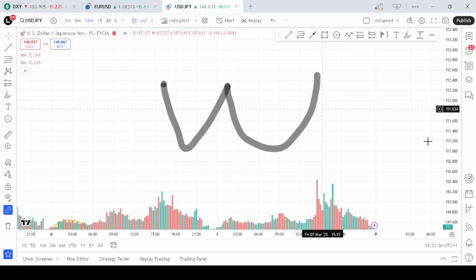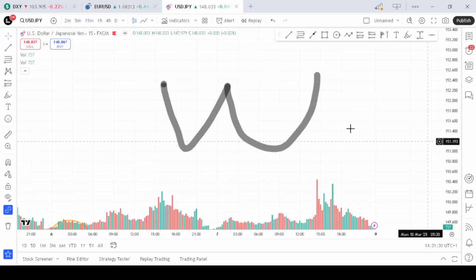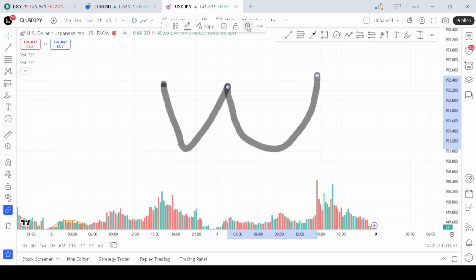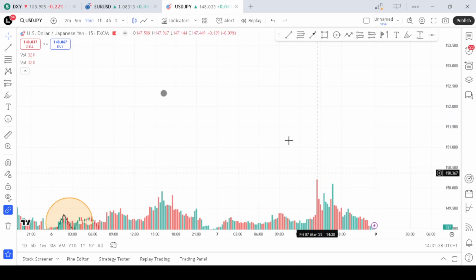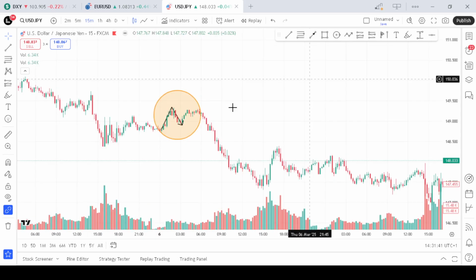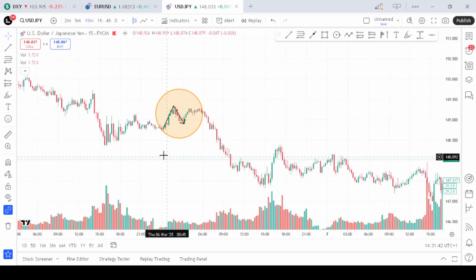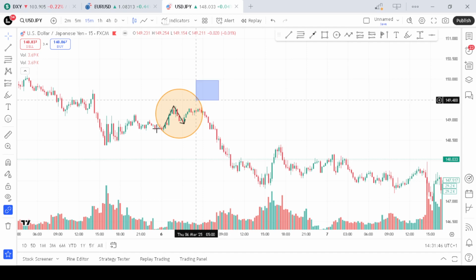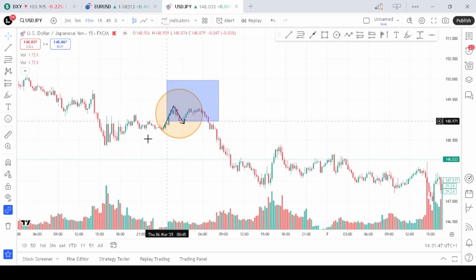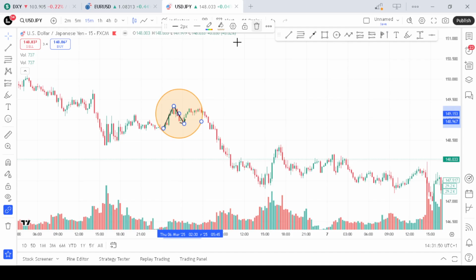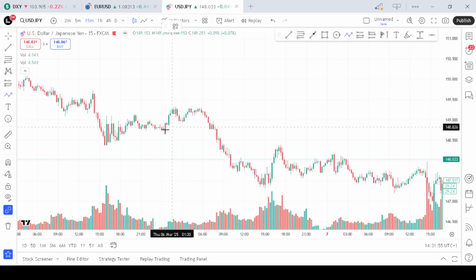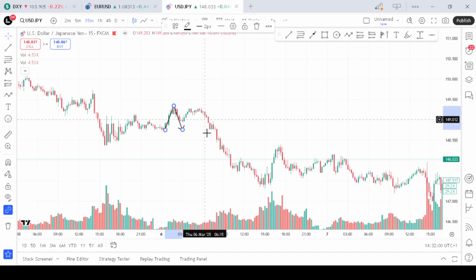Now, how do we identify the bearish reversal pattern of the Adam and Eve? How do we identify this? We identify this by first of all looking for the sharp V pattern. We see the sharp V pattern in this area, followed by a rounded U shape at approximately the same level.